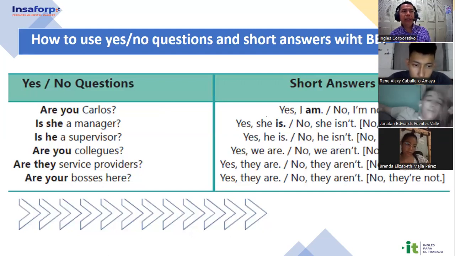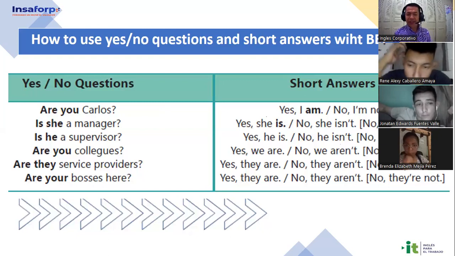Are you colleagues? Yes, we are. Oh, no, we aren't. The other option is, no, we're not. Are they service providers? Proveedores de servicio, right? Are they service providers? Yes, they are. No, they aren't. No, they're not.